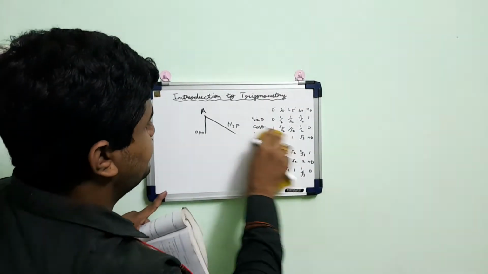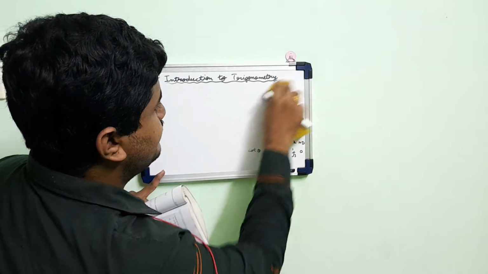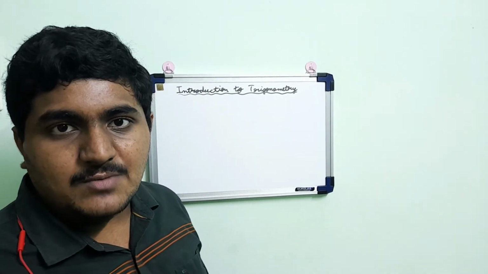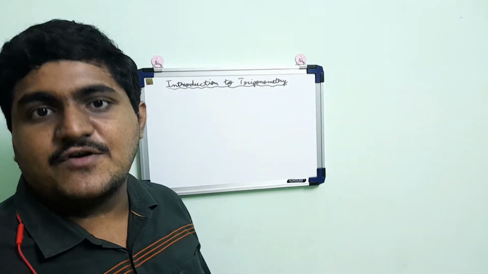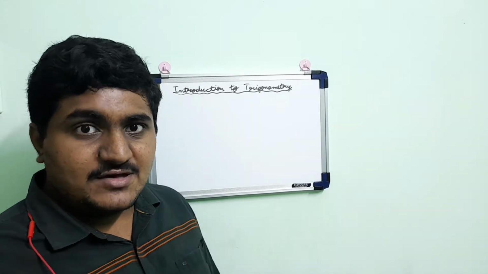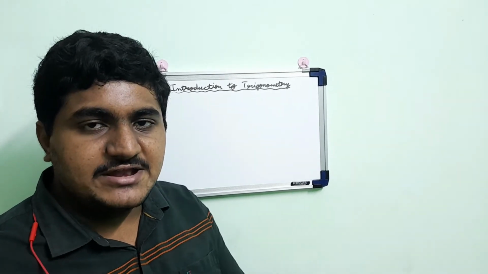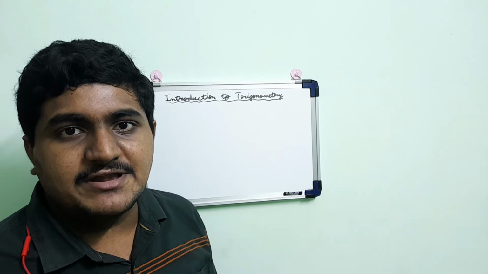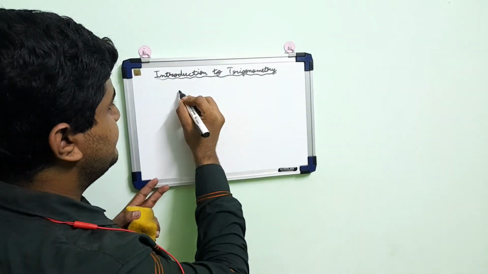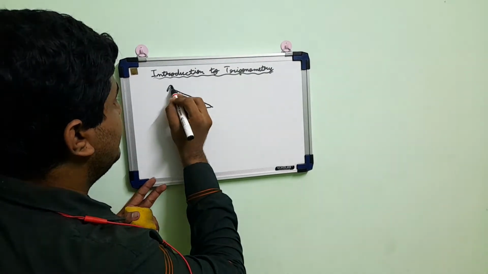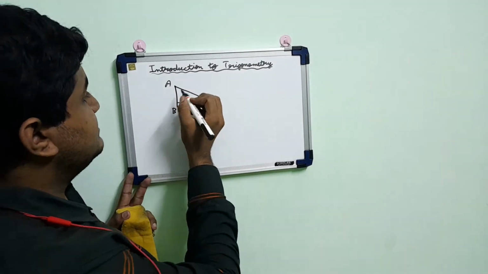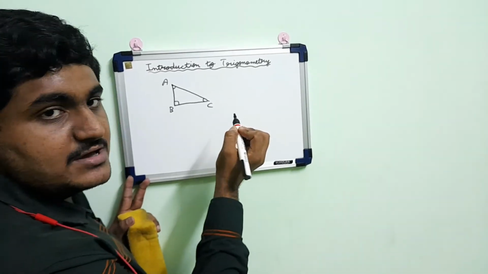Now we will see the next topic. The next topic is about complementary angles, which we have already seen in our previous classes. Complementary angles are those angles which when added together give you 90 degrees. So if we take a right angle triangle ABC, angle B is the right angle and the remaining angles are angle A and angle C.